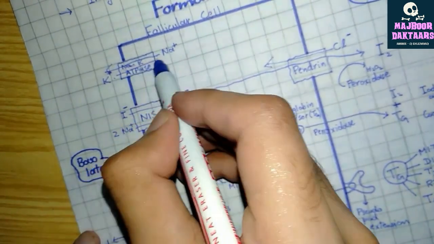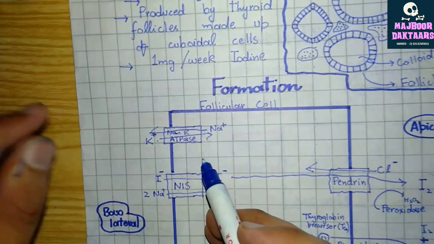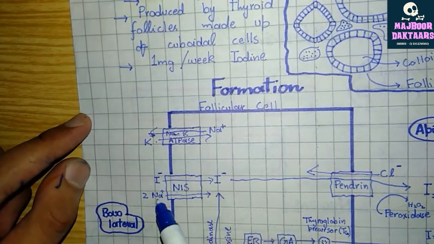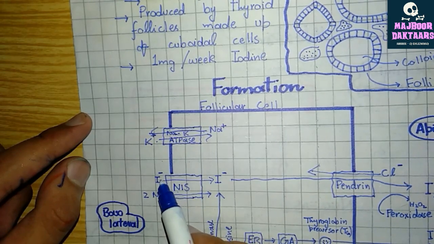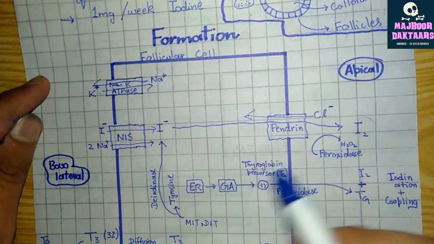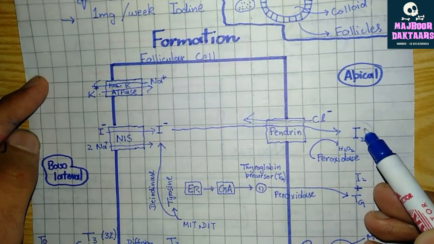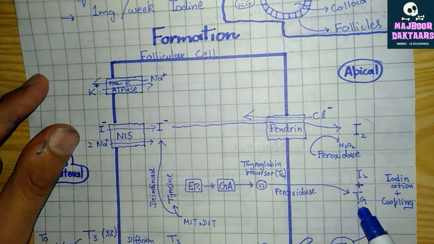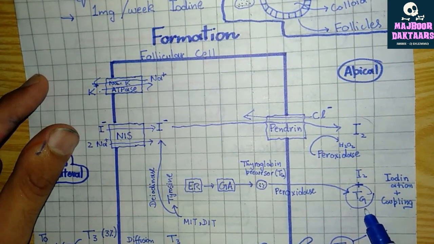So it typically makes a gradient of sodium. So when the sodium diffuses to the inside of the cell, it releases energy which is utilized in the inward movement of the iodide ion. Now, moving back towards the iodine. Now, this iodine is attached to a glycoprotein molecule known as thyroglobulin.